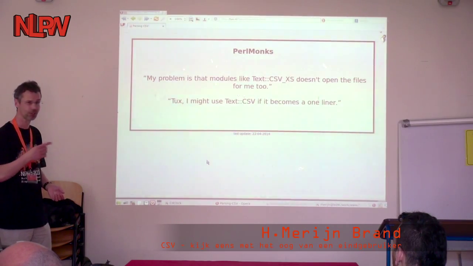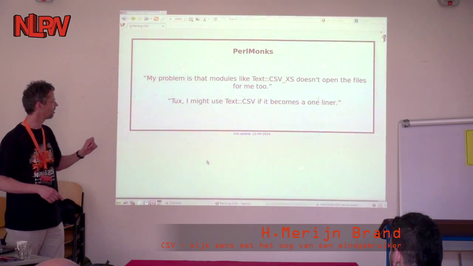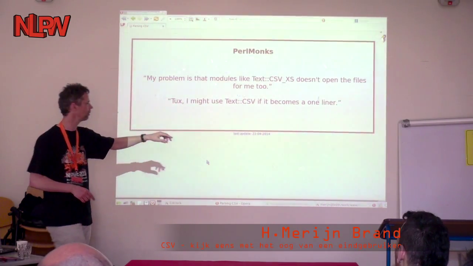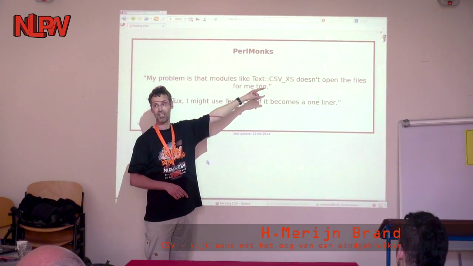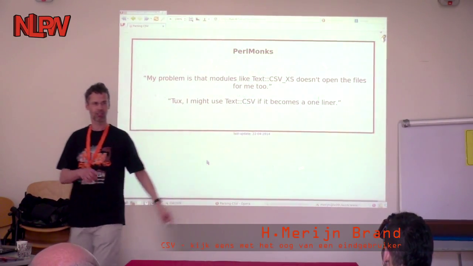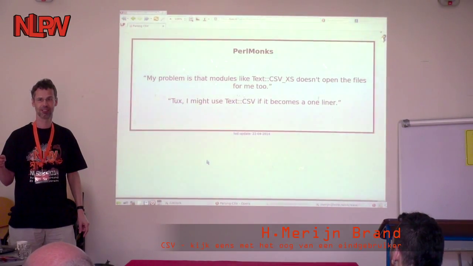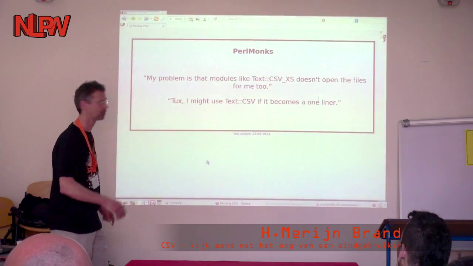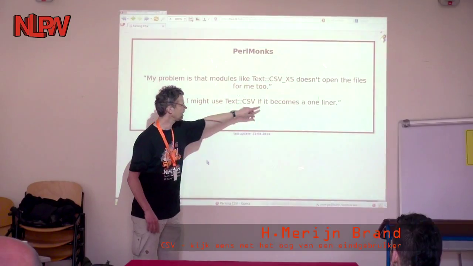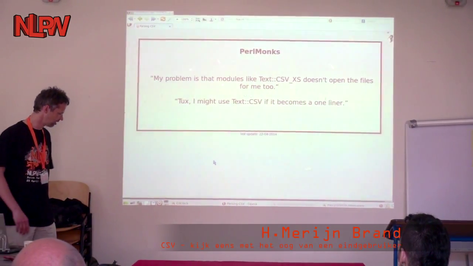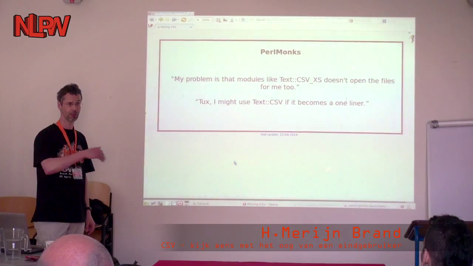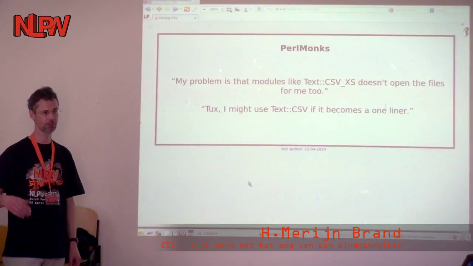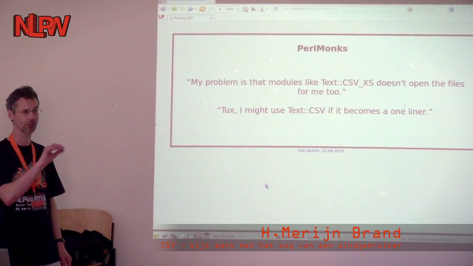So I asked on and on, and she said later, I might use Text::CSV, which is a wrapper around Text::CSV_XS or PP, so if you use this and Text::CSV_XS is installed, it will use XS. Does everybody know what XS is? Yes, okay. It's a C layer to the core, so it's much faster than pure Perl. I might use Text::CSV if it becomes a one-liner. I joined Perlmonks back then to see what the open problems are to the modules I have on CPAN, just to read about it.